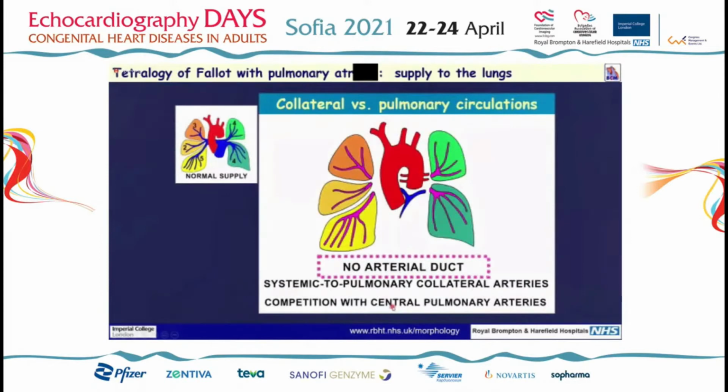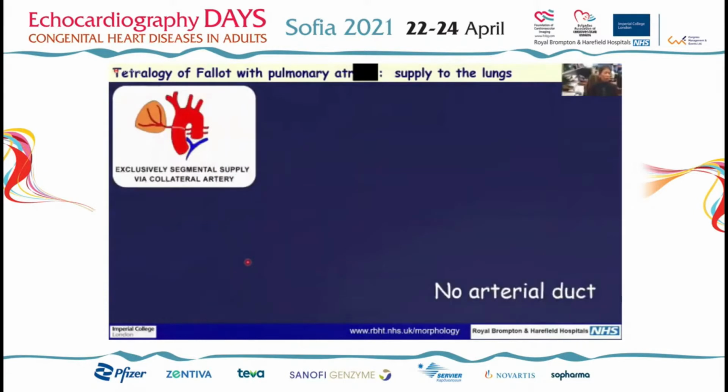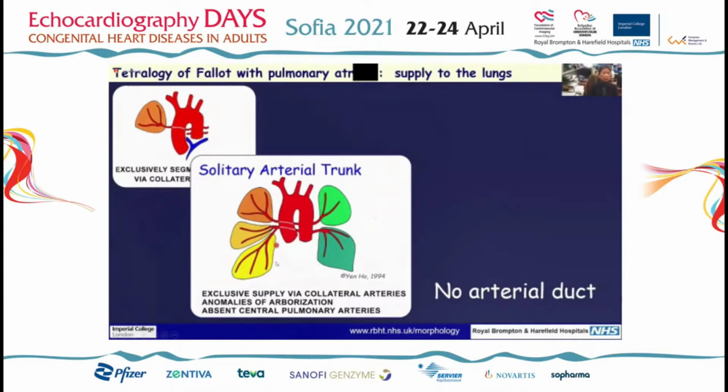Now, what about the cases without arterial duct? You may have systemic to pulmonary collateral arteries, or you may have central pulmonary arteries. So let's look at some examples. You may have one segment or one lobe of the lung exclusively supplied by collateral arteries, or you may have a solitary arterial trunk where there's no sign of intrapericardial pulmonary arteries at all, and the lungs are supplied exclusively by collateral arteries.